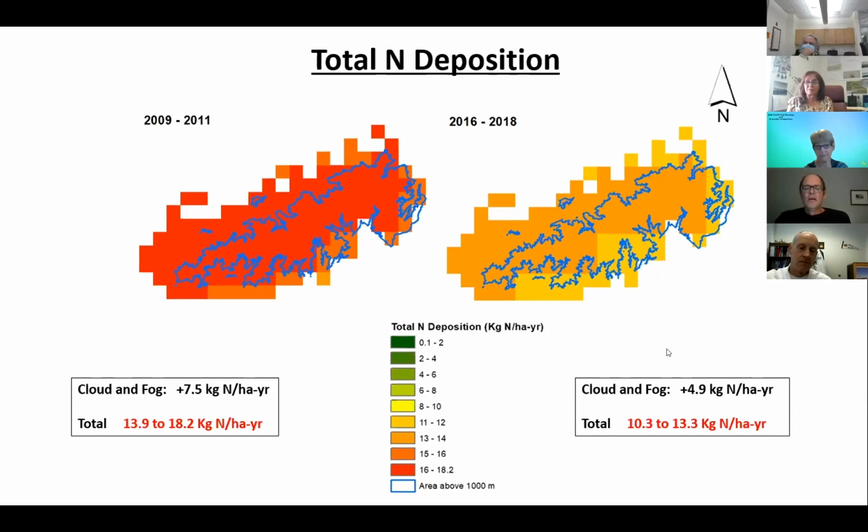If we look at what we have today, we just use a basic correlation between the past data to estimate what the value could be today. Obviously, we're not measuring it, so it is just an estimate, but for nitrogen, that's almost an additional 5 kilograms of nitrogen here, giving us a total between 10 and 13.